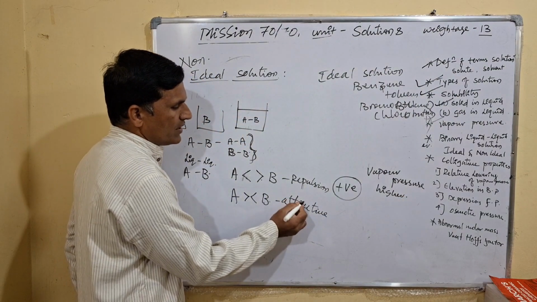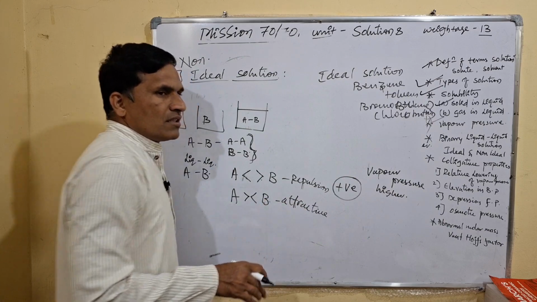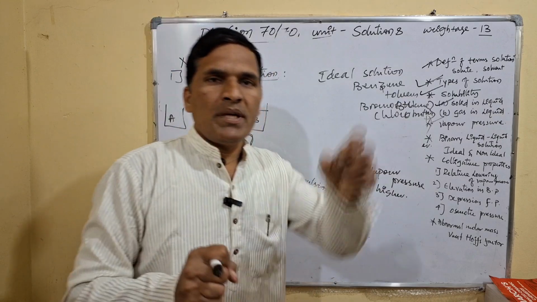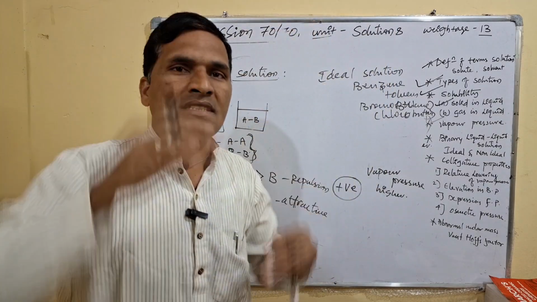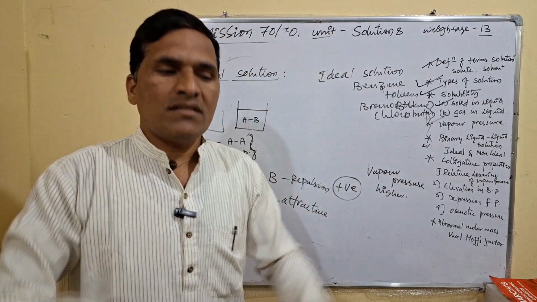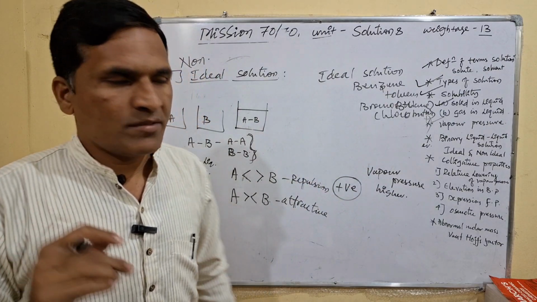Okay. Similarly, if there are attractive interactions, then what happens? The molecules will hold each other: A will hold B, B will hold A, and it will not allow A or B to escape. That means the vapor form will be less and your vapor pressure will be lower than the expected one.